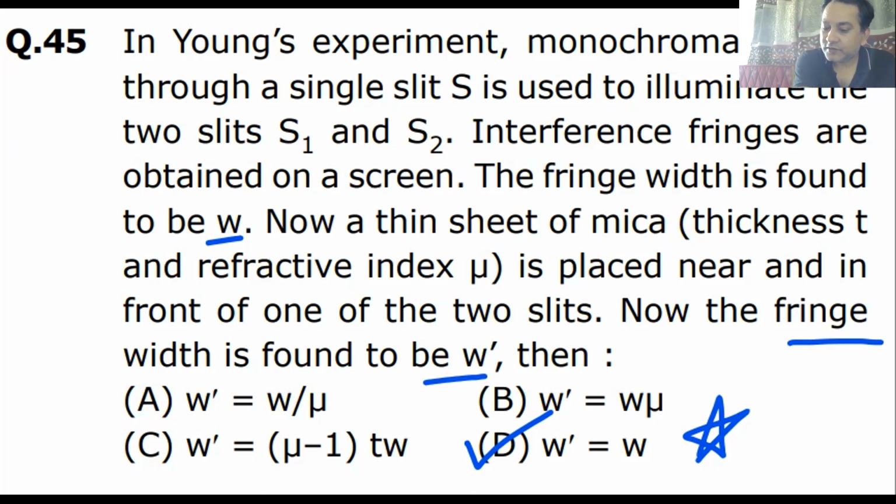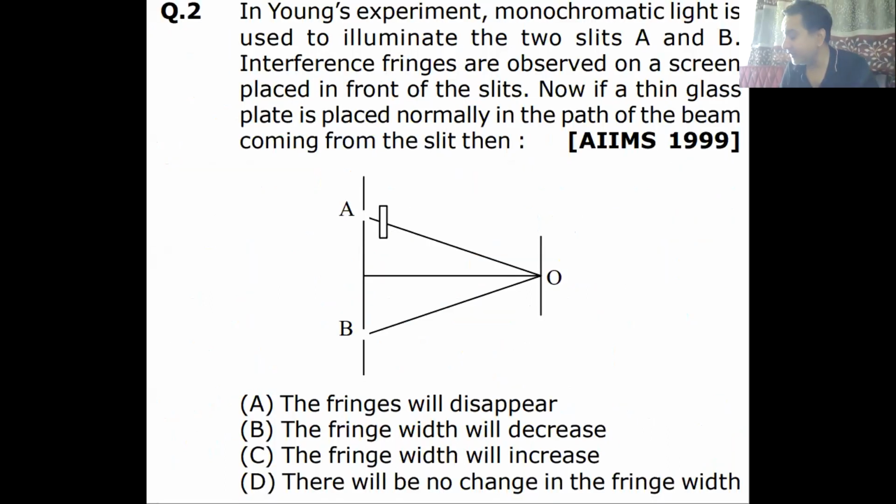here is a question from AIIMS, and let us see who is going to clear AIIMS this time. And see, this is how questions are framed, and this is what we have already studied. So this question goes like this. In Young's double slit experiment, monochromatic light is used to illuminate two slits A and B. Interference fringes are observed on a screen placed in front of the slits. Now, if a thin glass plate is placed normally in the path of the beam coming from one of the slits, what happens? A, B, C, D. Question number 2 is what we are asking, and I am waiting for your answers.